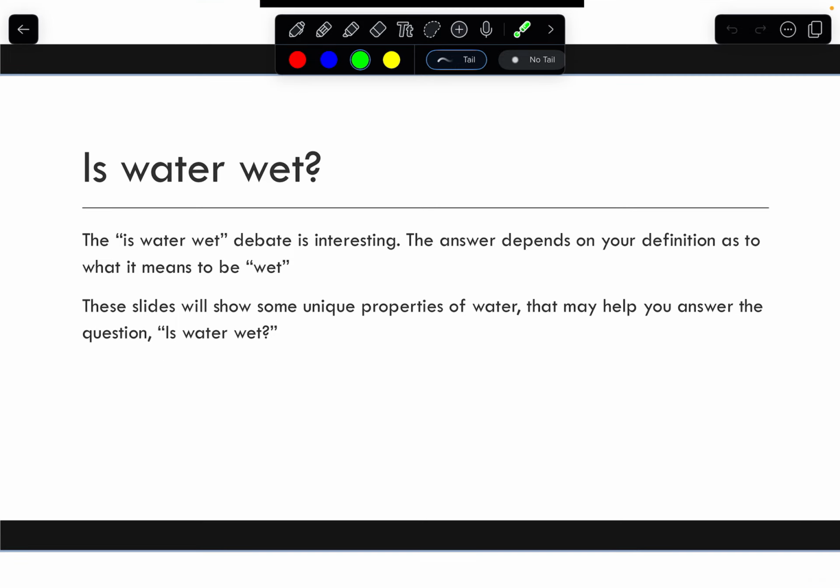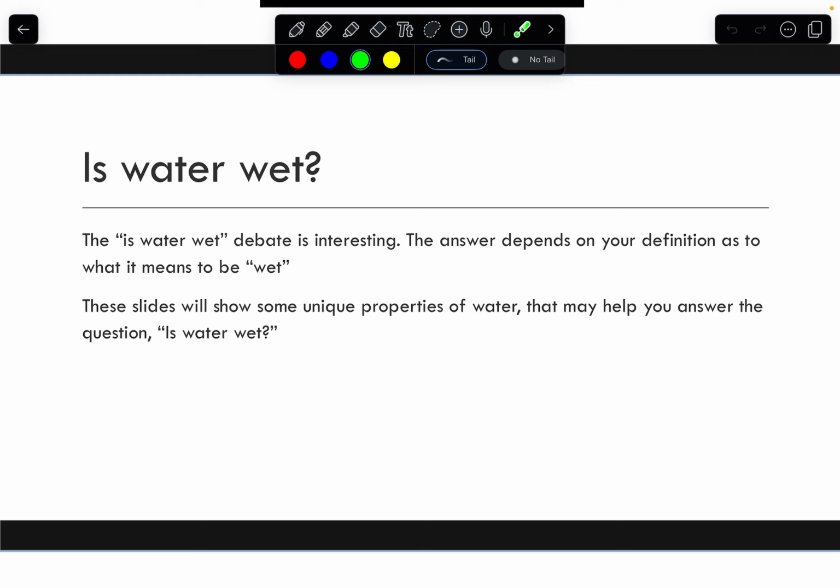This debate isn't as popular as it used to be, but I think it's still pretty interesting. And the answer to this question really depends on your definition of what it means to be wet. All right, so we're going to answer this question using these notes and using properties of water to explain why we have chosen our answer.